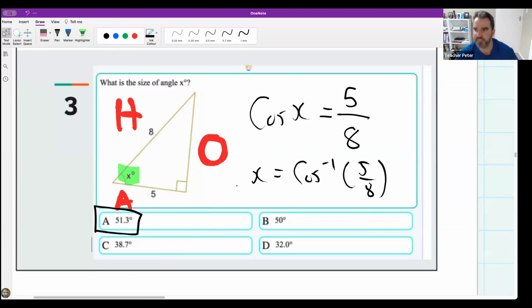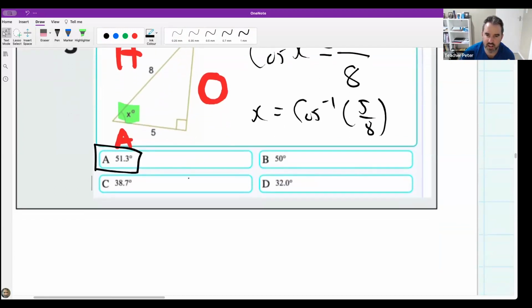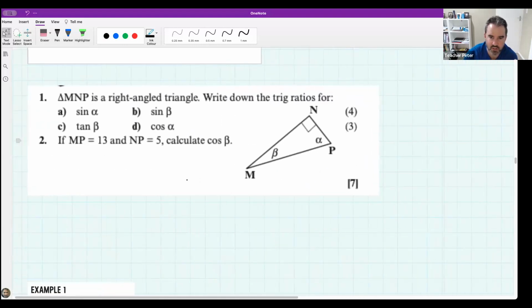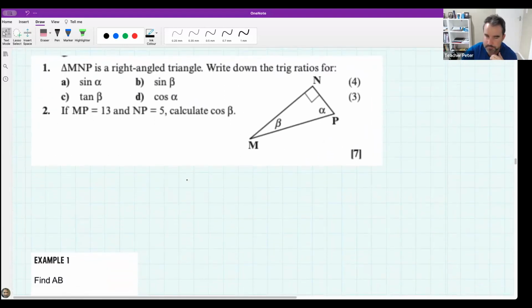All right, I feel like you guys know how to write out trig ratios, how to find angles, how to find sides. Let's go and have a look at this rather interesting old exam question. It says, MNP is a right-angled triangle, and it is indeed a right-angled triangle. I can see it. Inside this are 2 angles. There's an alpha, which is hanging out over there, and there is a beta, which is hanging out over here.